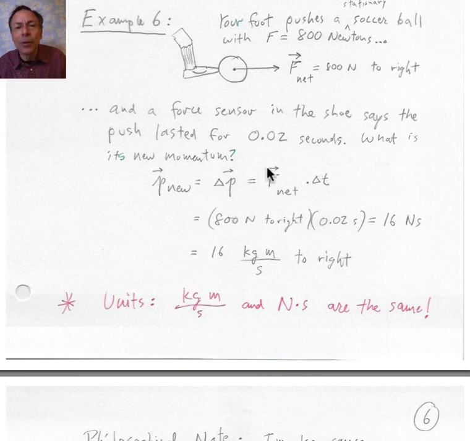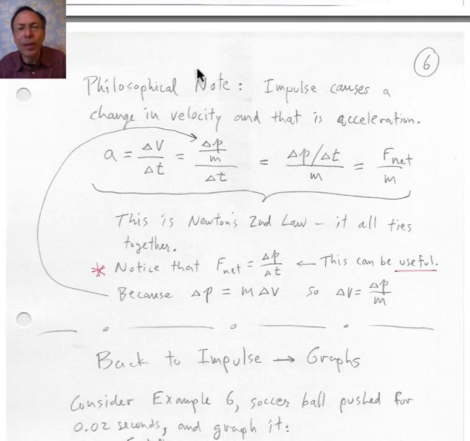All right, well, so that's going to be the net force times the time interval that the force is happening. Plug in our numbers, 800 newtons to the right, 0.02 seconds, and we get our answer, 16 newton seconds. And so now the units, newton seconds, right? These units are the same as these units. There you go. So there's something that is to be pointed out here.